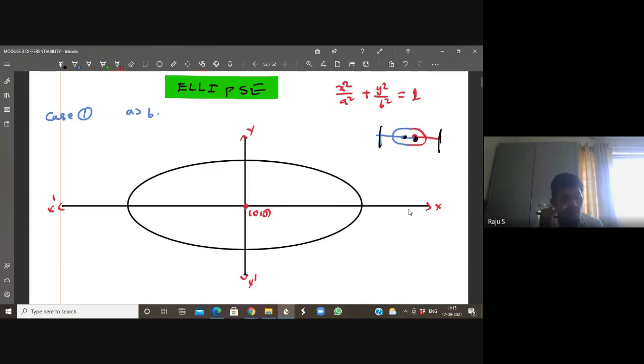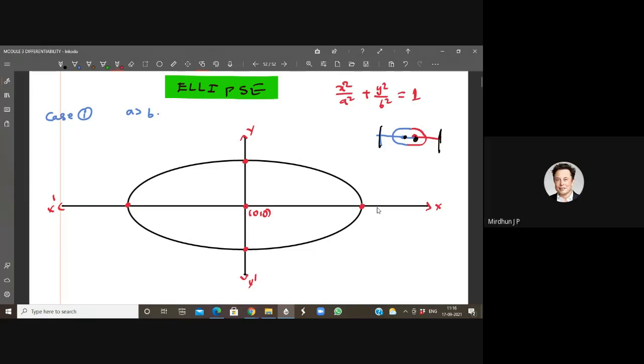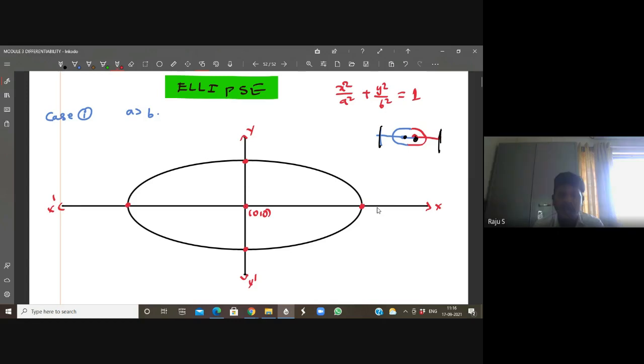But here we have only two values: one is the major axis, the other is the minor axis. What is the major axis? Just observe the distance of the point of intersection on the x-axis and the point of intersection on the y-axis, and see which distance is higher. Sir, the x has more distance than the y. Yes, so here the x-axis is called the major axis.